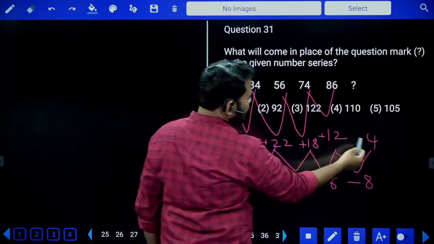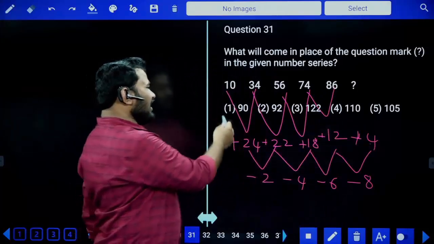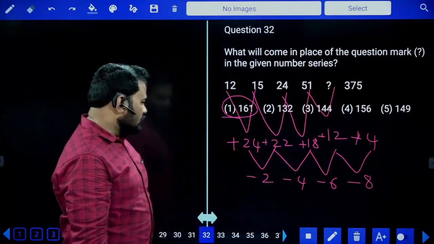As we need to make addition, 86 plus 4 is required. 86 plus 4 is nothing but 90. That is there in option number 1. Next, 32.